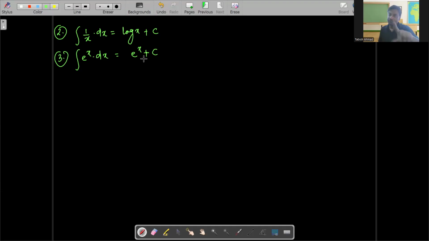So the second formula is, whenever you want to find the integration of 1 by x, remember this thing, keep this in your mind. That is log x plus c. If I have the integration of e to the power x dx, that will be e to the power x plus c. I told you in the previous class, even the differentiation of e to the power x and the integration of e to the power x, they both are actually the same.